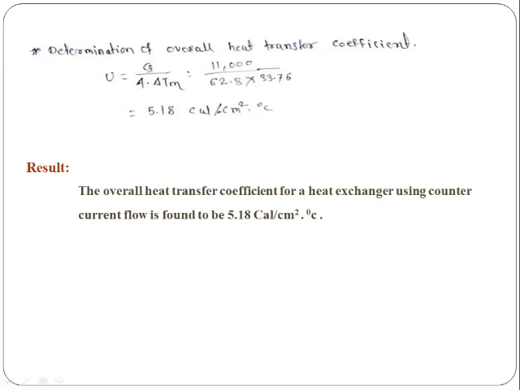Then the result: the overall heat transfer coefficient for a heat exchanger using counter current flow is found to be 5.18 calorie per centimeter square into degree Celsius.